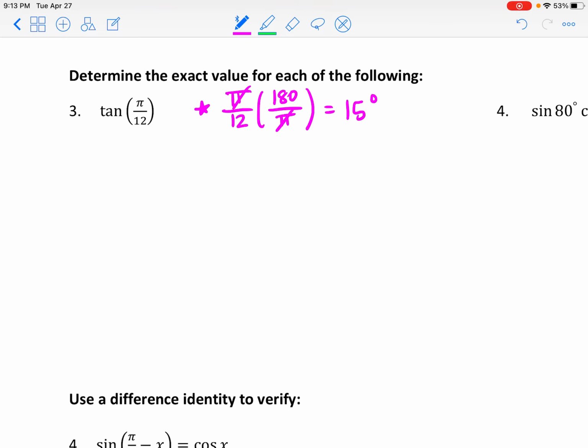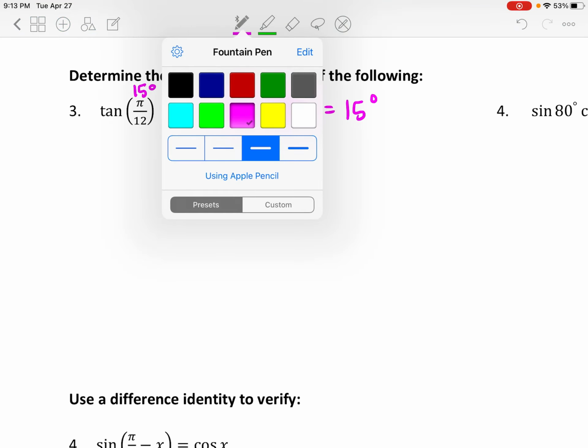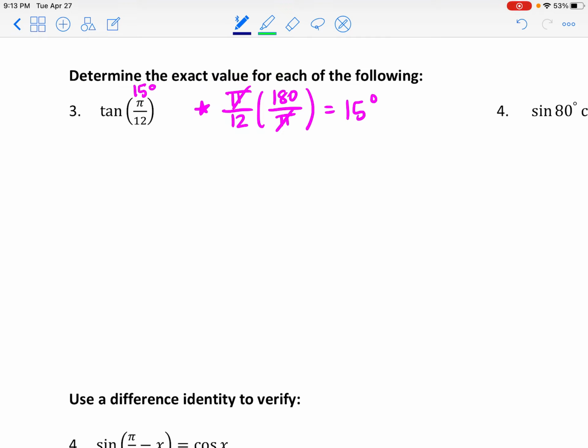So pi over 12 radians is the same as 15 degrees. If we want to consider this 15 degrees instead of pi over 12 radians, then I think we can see a place to go from there. 15 degrees is the difference between lots of our angles, but I'm going to go with 45 and 30 again. I try to use the smallest angles possible.